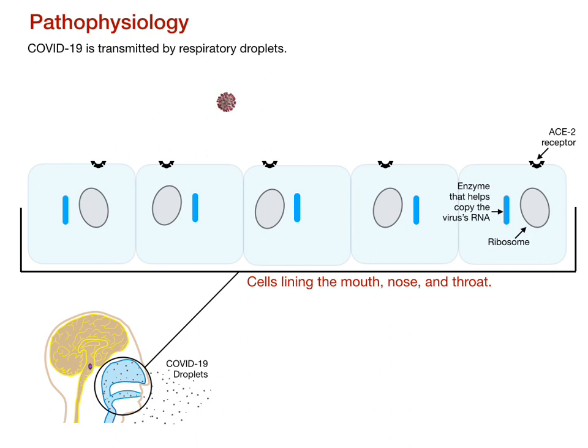So here's a COVID-19 virus particle, and it's just been inhaled into this particular person, and it's stuck now in their mouth or their nose, or more likely on the back of their throat. And there it binds with the ACE2 receptor. When it binds with the ACE2 receptor, it injects its RNA into the cell's cytoplasm, the fluid inside the cell, and then that gets absorbed by a ribosome.